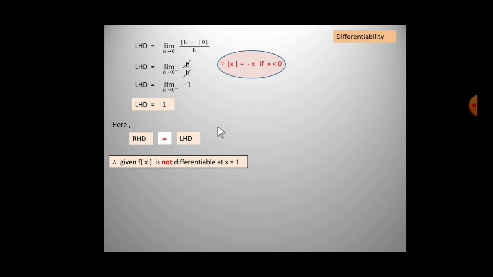Okay, I hope you understood this solution. So next, move to the second question.